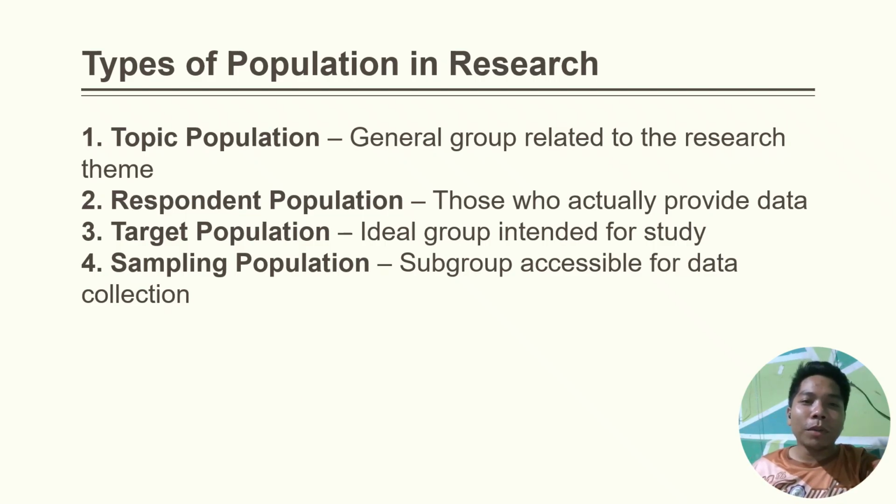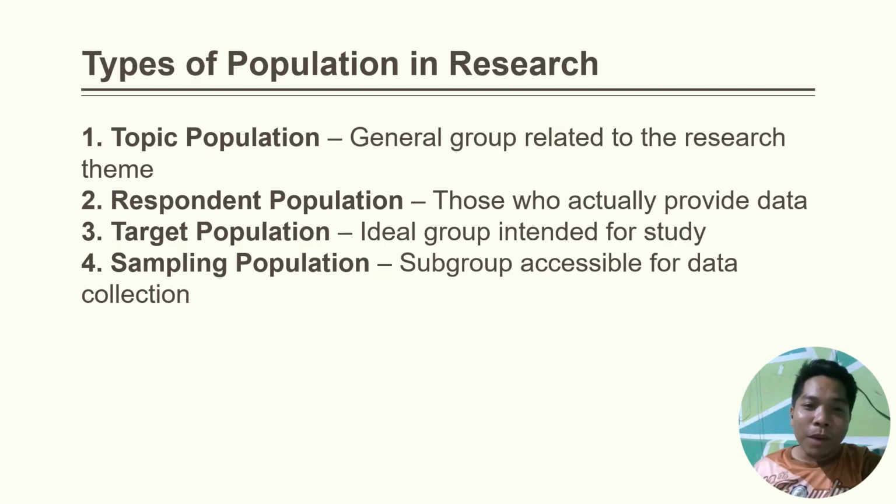Now, let's differentiate between the four types of population in research. We have first the topic population. This is your broad conceptual group. Let's say, for example, all public school teachers in the Philippines. So that is your topic population.